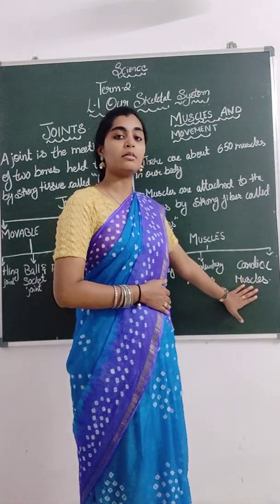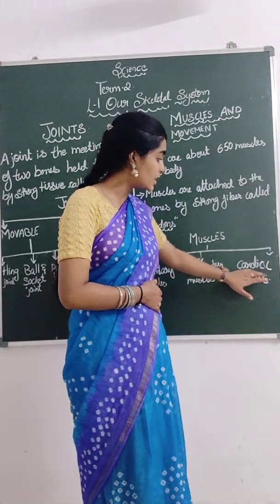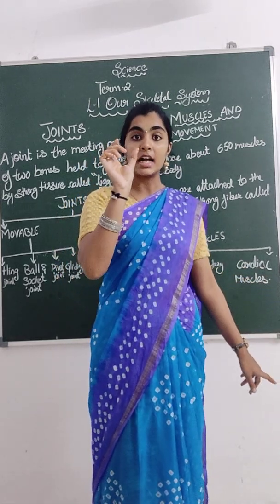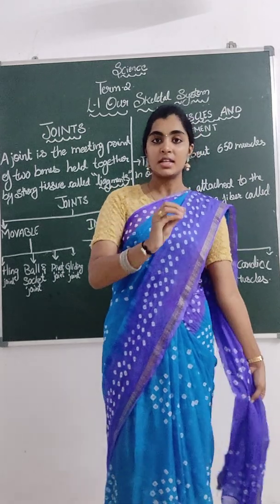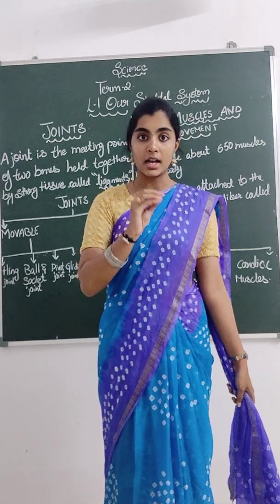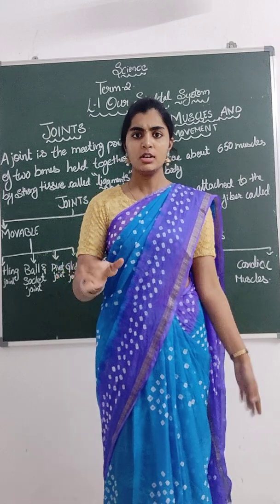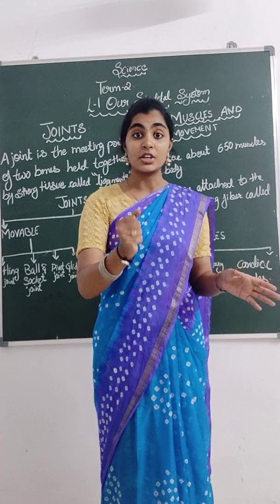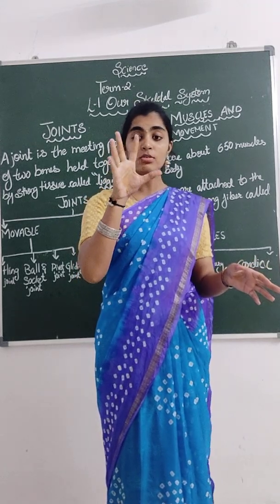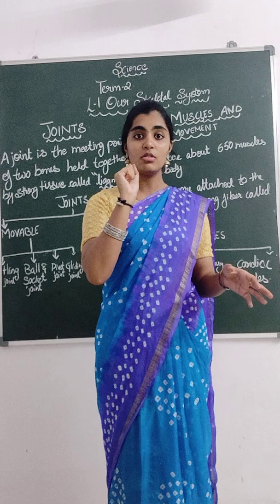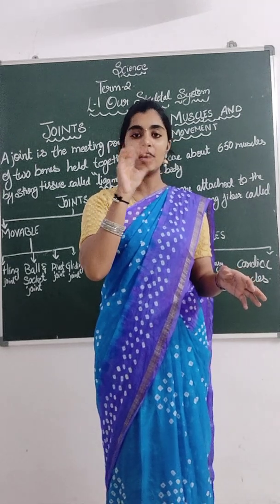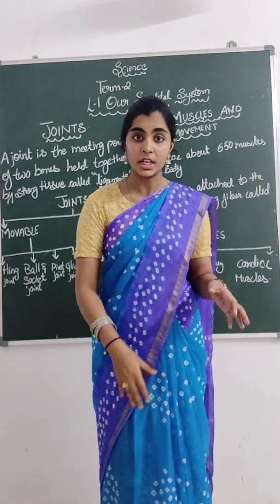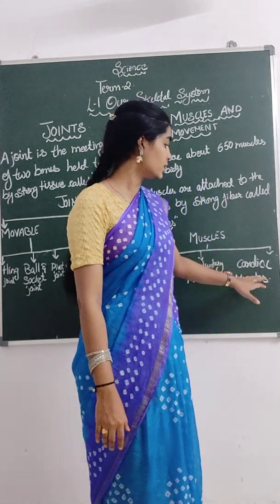Now, what are cardiac muscles? The word cardiac means heart. Remember, the word cardiac means heart. The muscles which are present in our heart are called cardiac muscles. What is the use of these cardiac muscles? They continuously pump the blood. See, they move like this. They close, they open. They close, they open. When they do this, it pumps the blood all over your body. These are the cardiac muscles.